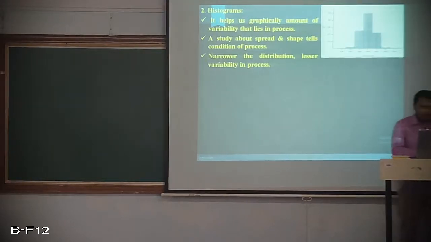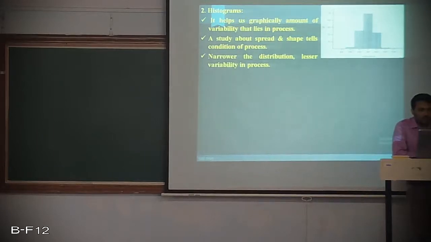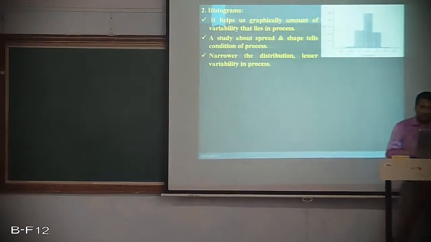Next, histograms. They help show graphically the amount of variability that lies in the process. A study of spread and shape tells the condition of the process. The narrower the distribution, the lesser the variability in the process. So basically, next is the histogram.